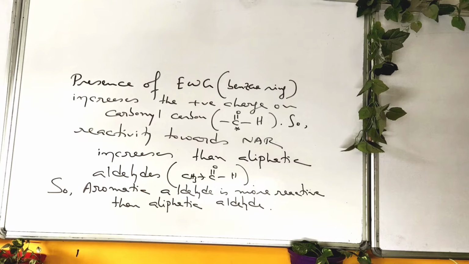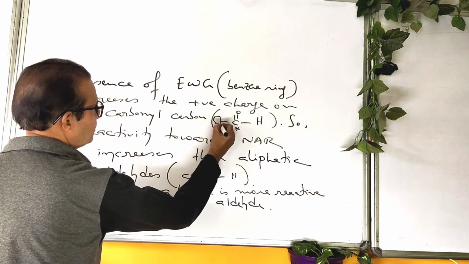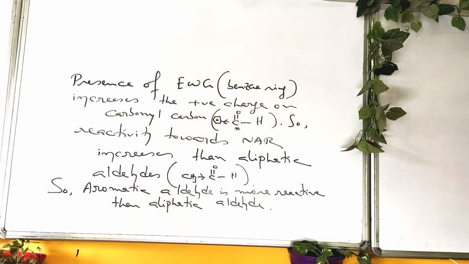Clear? So the presence of the electron withdrawing benzene ring increases the positive charge on the carbonyl carbon in benzaldehyde. So the reactivity towards nucleophilic addition reaction increases. So here is one benzene ring, it will be more clear to you. While if we consider aliphatic aldehyde, see, there is an electron donating alkyl group. Here it is methyl, it may be any alkyl group. So aromatic aldehyde is more reactive than aliphatic aldehyde.